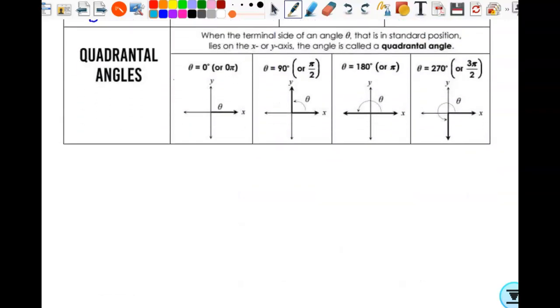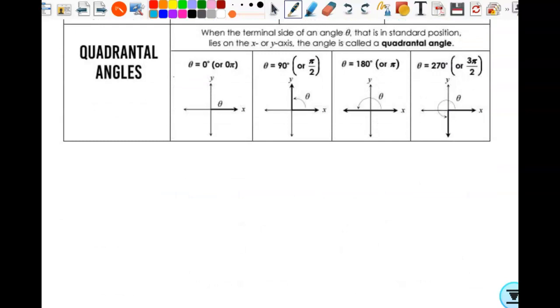All right, so let's talk about quadrantal angles, because I had this question yesterday. Some of you may be thinking it, but nobody asked me yet. When we were talking about what quadrant we're in, what if it lands on the axis? Like, what if I'm at 0, or I rotate around and I end here? I'm not in a quadrant, I'm between quadrants, right? So those angles are called quadrantal. So it says when the terminal side of an angle, theta, in standard position, that's important, lies on the x or y axis, it's called a quadrantal angle.